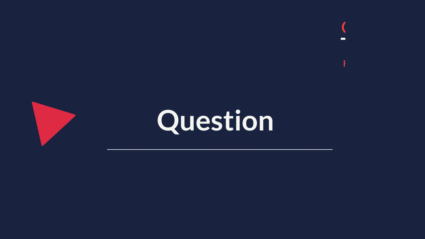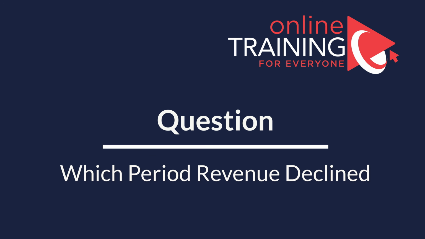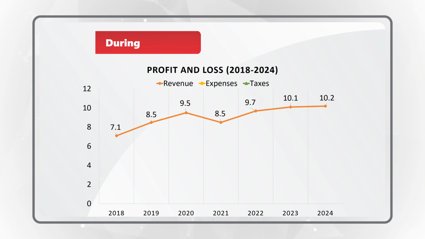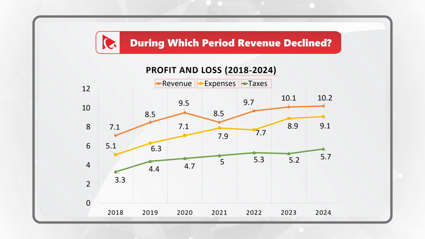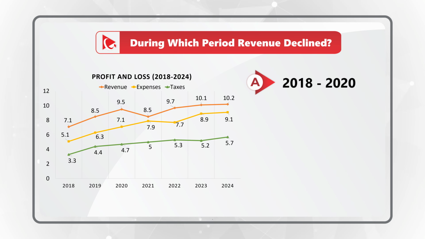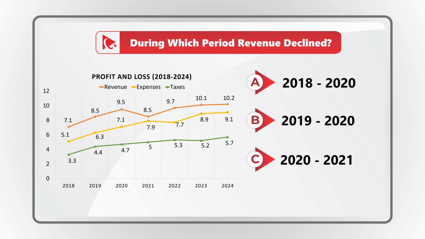And now it's time for you to practice your skills to see if you can come up with the answer. You're presented with chart of profit and loss between the period of 2018 and 2024. The chart shows revenue, expenses, and taxes. And you need to determine during which period revenue declined. You have 4 different choices to choose from: choice A, 2018 to 2020, choice B, 2019 to 2020, choice C, 2020 to 2021, and then choice D, 2023 to 2024. Do you see the answer?